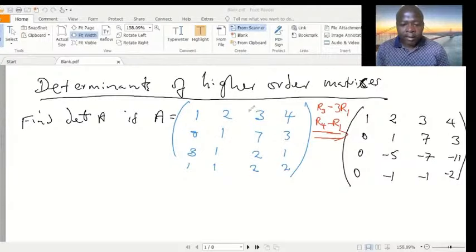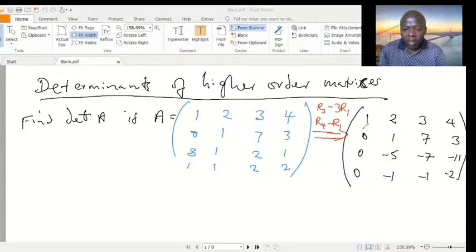2 minus 9 is negative 7. 1 minus 12 is negative 3. So I've confirmed the third row will just remain where it is. And then I also took this row minus that row. 1 minus 1 is 0. 1 minus 2 is negative 1. 2 minus 3 is negative 1. And 2 minus 4 is negative 2.